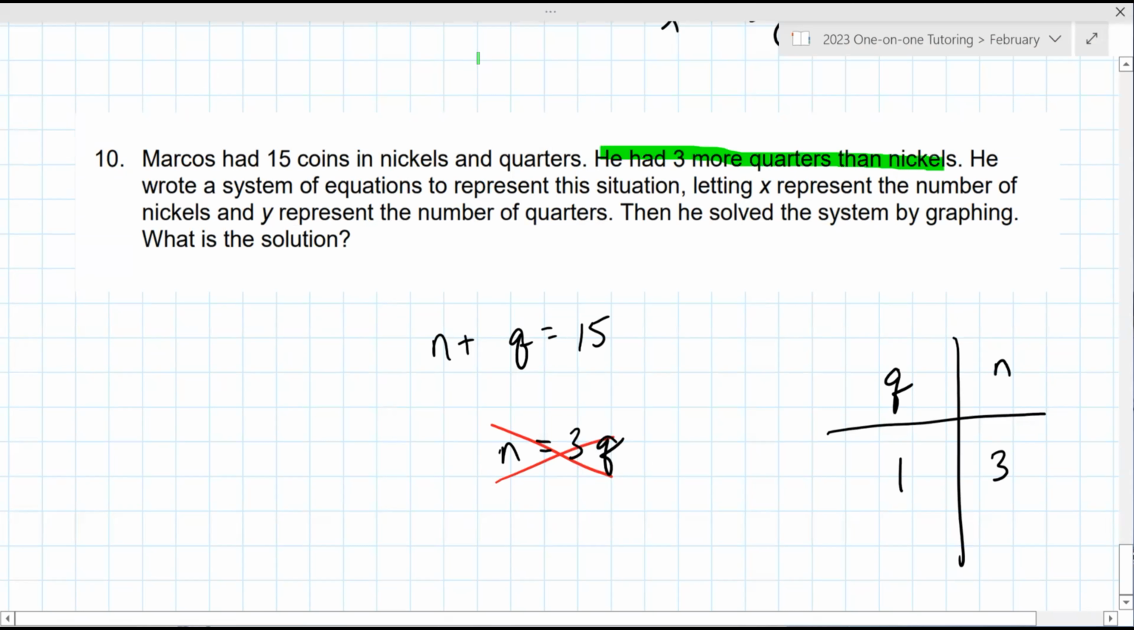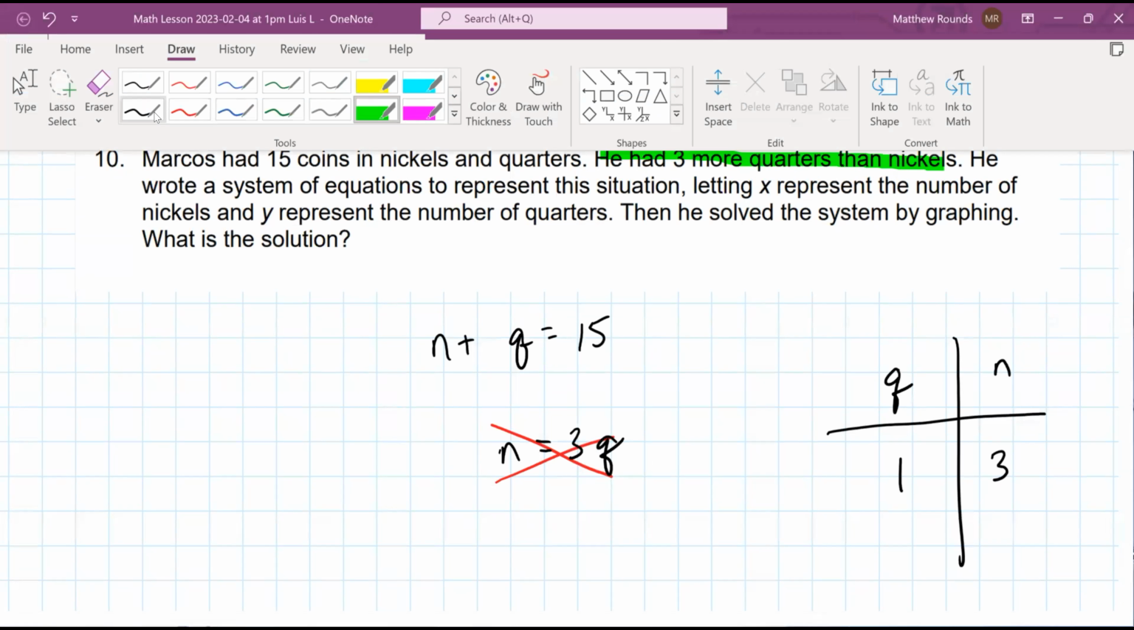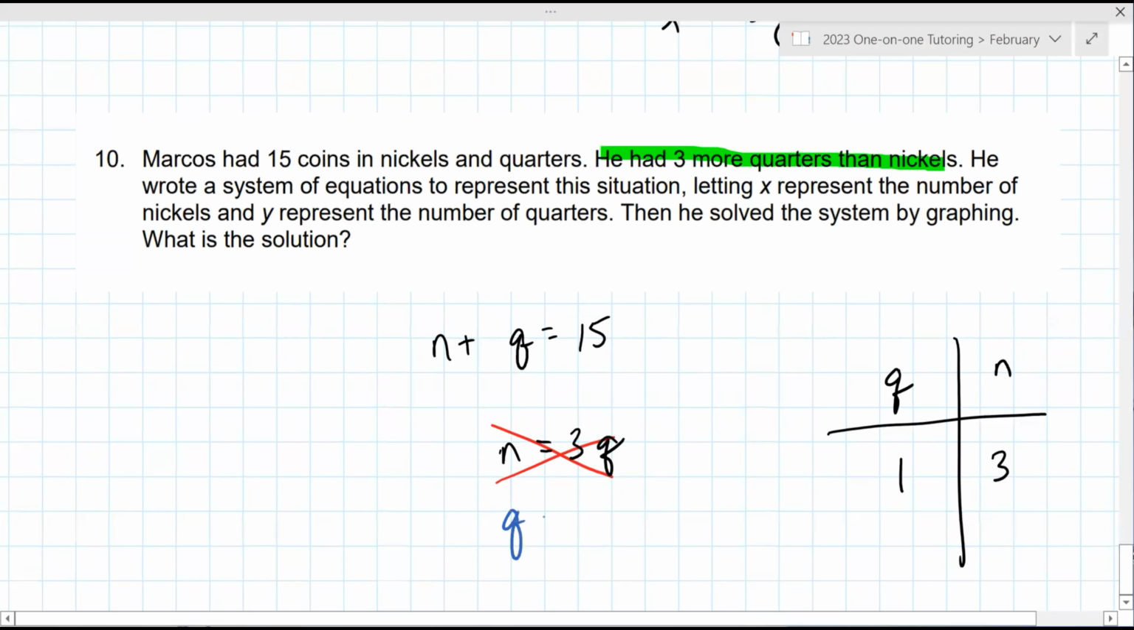So q equals 3n. Okay, so let's try that one here. Q equals 3n. So let's say n is 2. What is the value of q? 5. What is 3 times 2? Oh, 6. Okay. Now, is that what this says? He had 3 more quarters than nickels. Is 6 3 more than 2? No, it's 4 more. So this is also not right. Okay. All right.